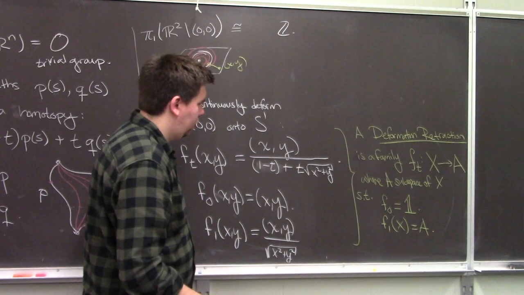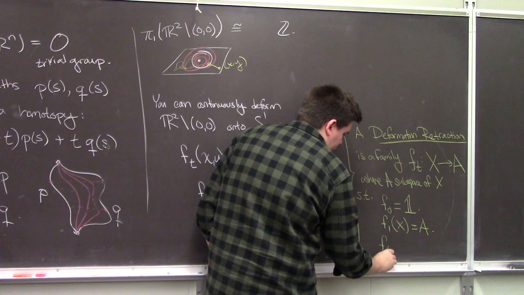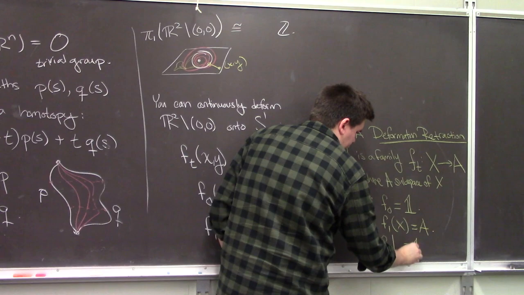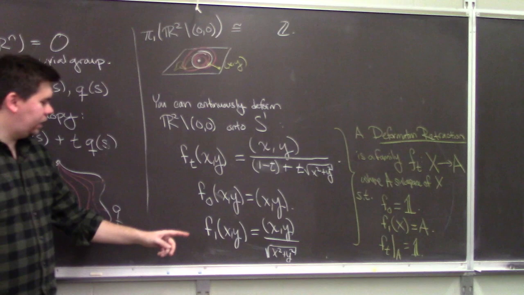And the last condition you need to be a deformation retract is that at every moment of time, the map restricted to A is the identity. That's saying it leaves A fixed. Notice at any moment of time, this leaves the points on the unit circle fixed.